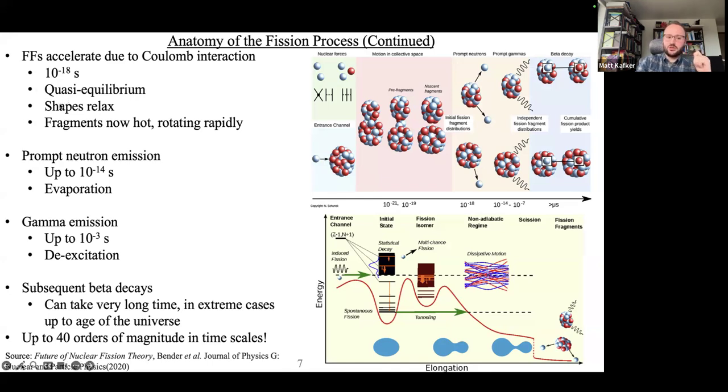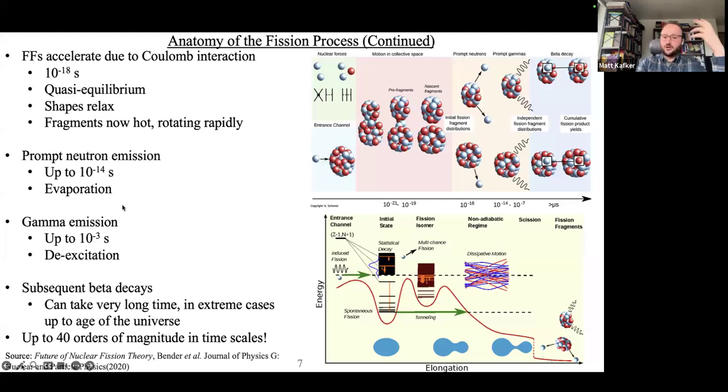The fragments might emerge in a deformed state, but as they're accelerating away from one another, the shapes relax, and the fragments are now hot and rotating rapidly. They have a high angular momentum as opposed to the nucleus in its ground state, which was cold and had a low angular momentum. And now we have these hot fission fragments that are flying away from one another, and they emit neutrons, and we'll call these prompt neutrons, although the term is not perfect, but for the sake of this talk, we'll refer to these neutrons that are released as prompt neutrons to differentiate them from the scission neutrons.